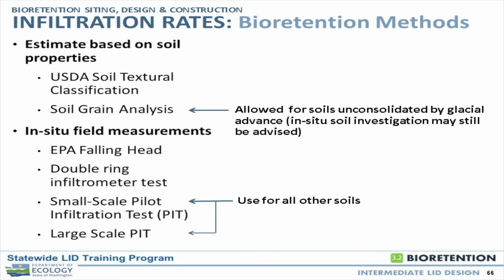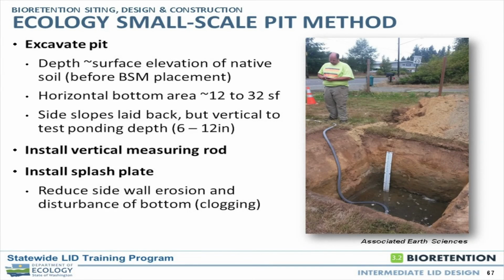We can use grain size analysis, but only for soils not consolidated by glacial advance, meaning essentially our outwash soils. So it is acceptable currently that if you have a site with outwash soils, unconsolidated, that you may develop an infiltration rate based on grain size analysis with the appropriate correction factors. Double ring test and the EPA falling head are also retired. The tests we're going to do in the field are the small scale pit and the large scale pit.